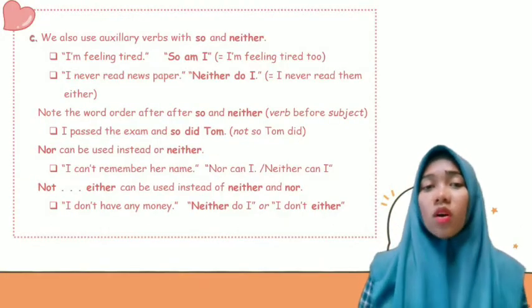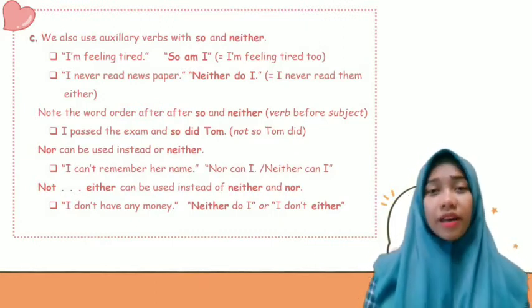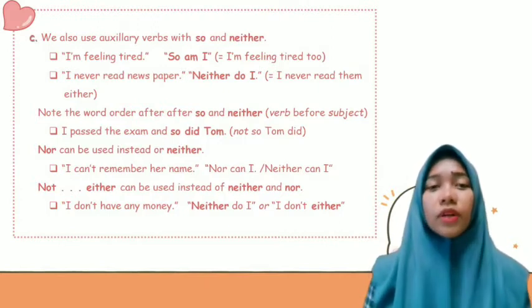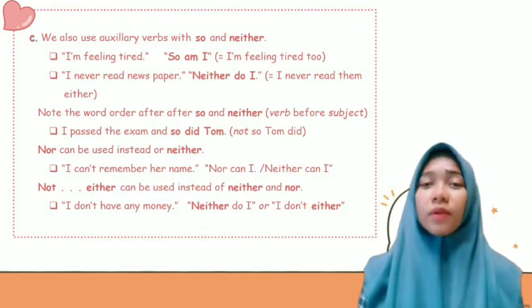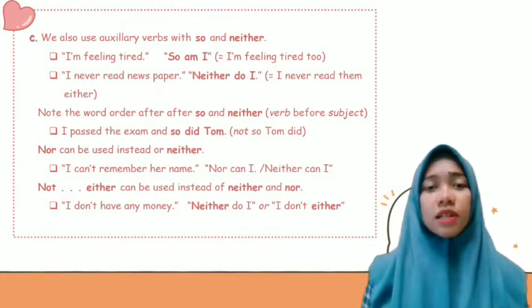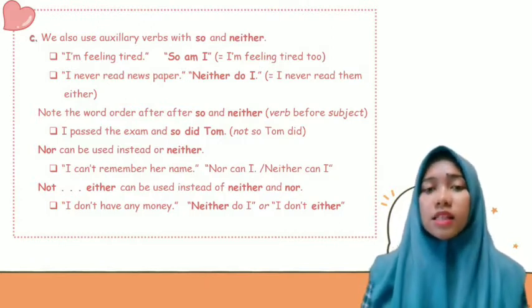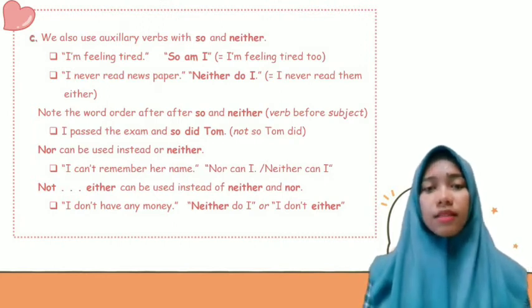We also use auxiliary verbs with so and neither. The example, I'm feeling tired. So am I. It means I'm feeling tired too. Or I never read newspapers. Neither do I. It means I never read them either. Note, the words are ordered after so and neither, with verb before subject, like I passed the exam and so did Tom. It means Tom passed too.